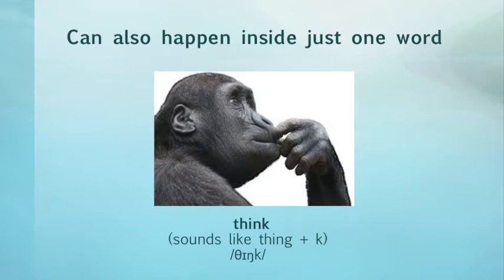I'd just like to note that this type of assimilation can also happen inside just one word. A very common example is the word think, because we don't pronounce it thin k. We actually say it like thing plus k, think. But since we're looking at connected speech, we're only going to be reviewing where this happens at the border of two words.